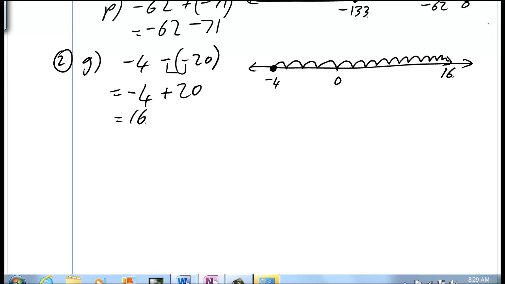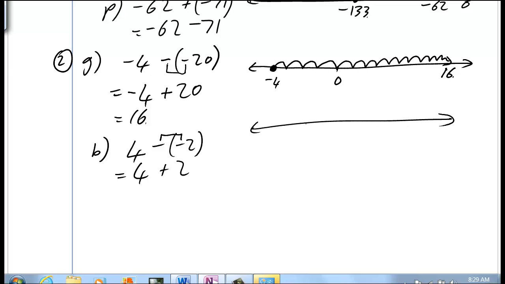Let's do another one. If you had, let's do B. 4 take negative 2, that's the same as 4 plus 2, because wherever you get a negative sitting next to a negative like that, you replace it with a plus, you get rid of the bracket. So just showing 4 plus 2 in the number line is pretty easy. Put 0 here, 4's here, 4 plus 2 would give you 6. Okay, so the answer would be 6. Have a go at number 2 now. Okay.